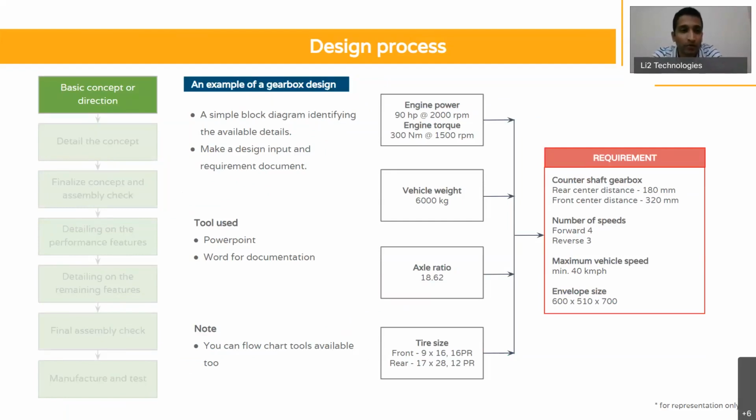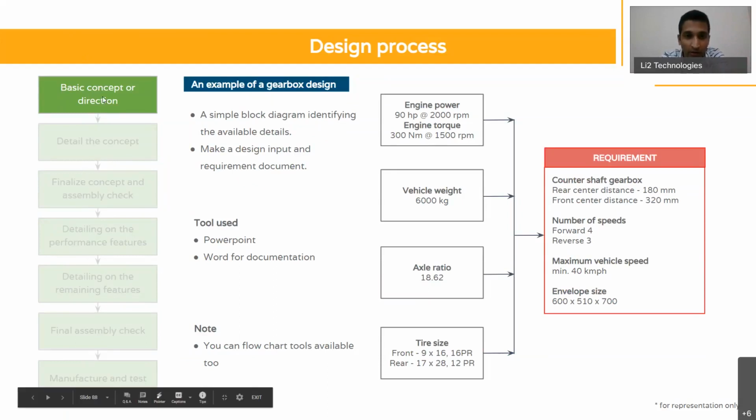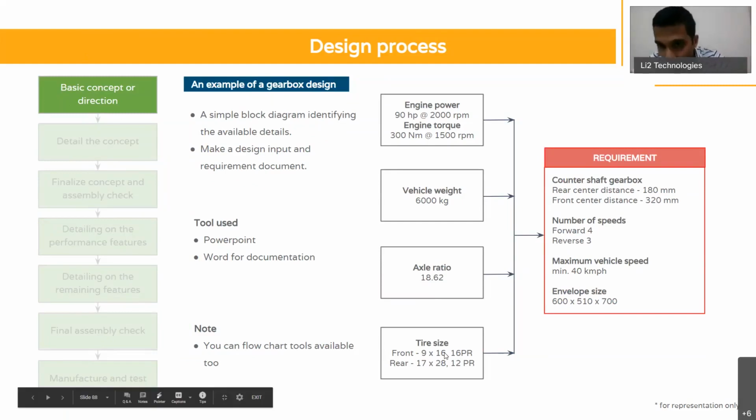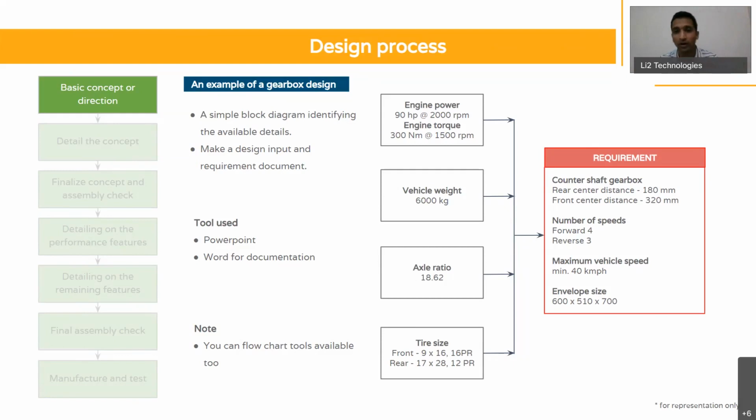So what I have on the left side are the different areas of the design process. So first we start with a basic concept or the direction. So as I told you, you start off with a basic block diagram, right? A basic block diagram that talks about what inputs you have and what is the requirement. Here on the right side, if you see, I have 4 blocks. These are all representative values. I've just given it only to help you all out.